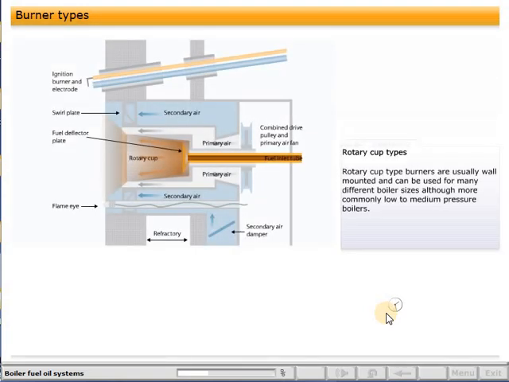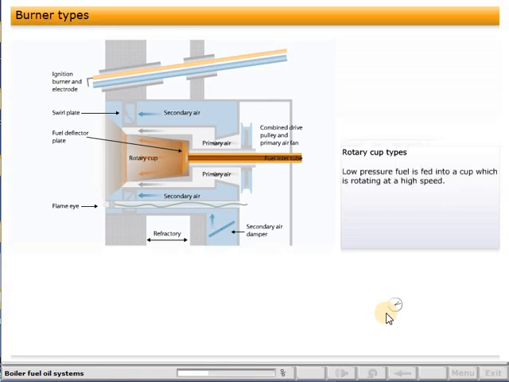Rotary cup-type burners are usually wall-mounted and can be used for many different boiler sizes, although more commonly low to medium pressure boilers. Low-pressure fuel is fed into a cup which is rotating at a high speed. This causes the fuel to accelerate towards the periphery of the cup.